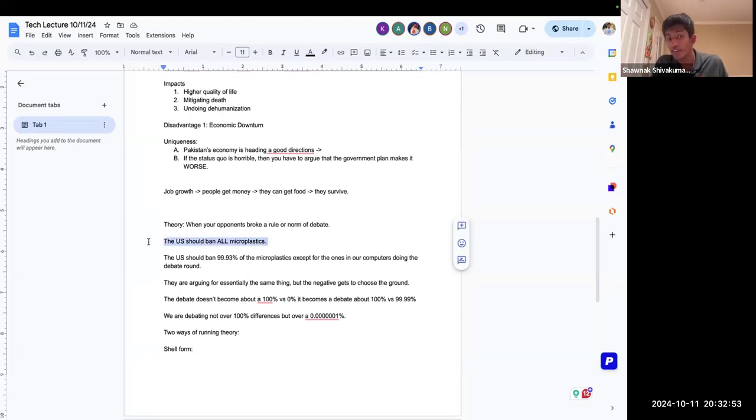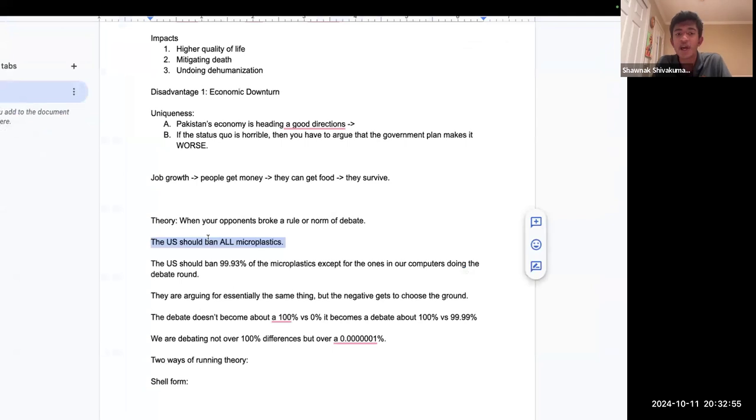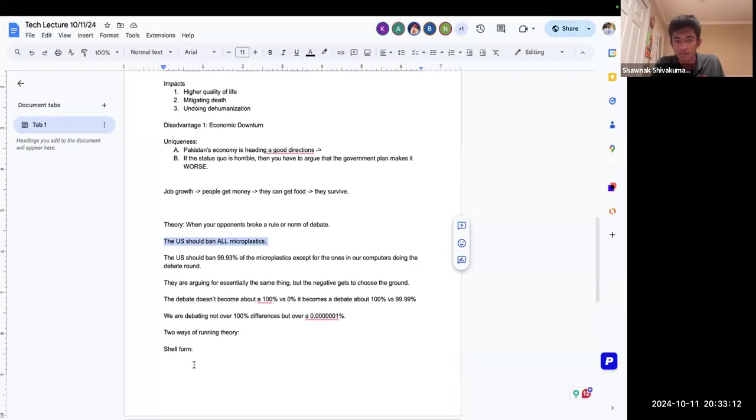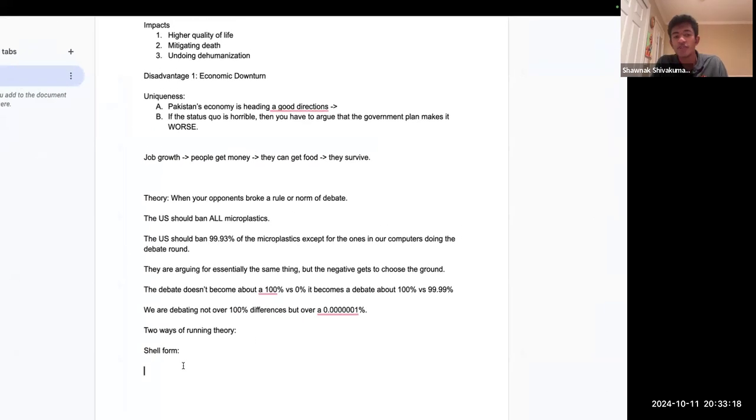But there's a topic where this is the exact topic, and the negative runs, we should ban all microplastic except for shrink wrap. And shrink wrap is a very small section of microplastics. And then the negative prepped 20 reasons why shrink wrap is good. And the government had no reasons why shrink wrap was bad. And they ran theory and they won the round on a 3-0. They won very cleanly on the theory shell. All judges bought it and voted off of it. So yeah, the shell form.